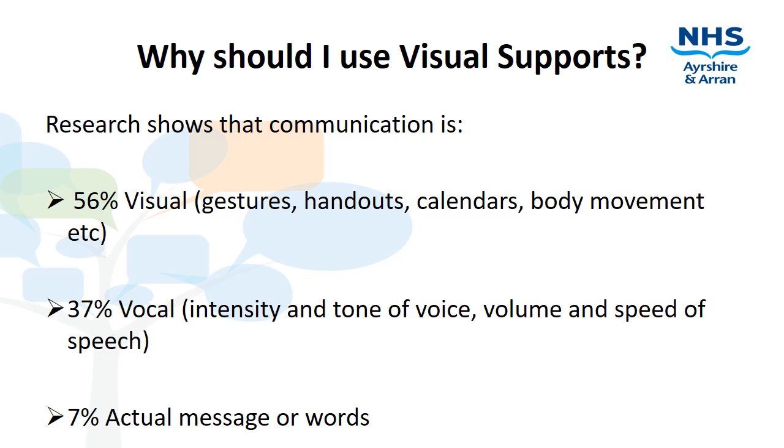Research shows that communication is 56% visual, so gestures, handouts, calendars or body movements. It's 37% vocal, so the intensity and the tone of our voice, the volume and the speed of speech, and it's only 7% the actual message or the words.